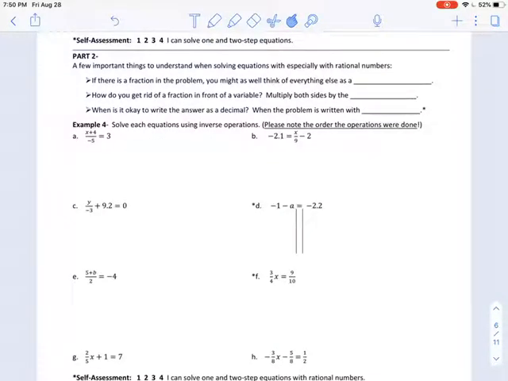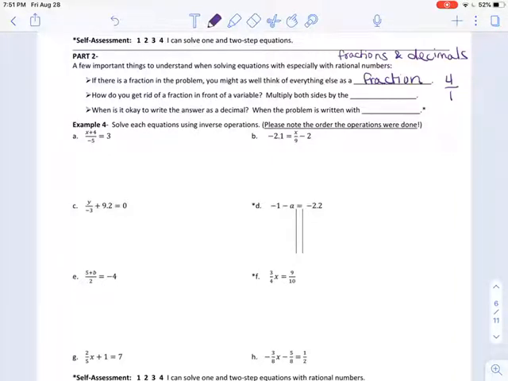Now we're going to do more difficult two-step equations. A few things that are important to understand when solving equations, especially with rational numbers, or we can say fractions and decimals. If there's a fraction in the problem, you might as well just think of everything as a fraction. So that means if you have a whole number like 4, it can be written as a fraction by just putting it over 1.